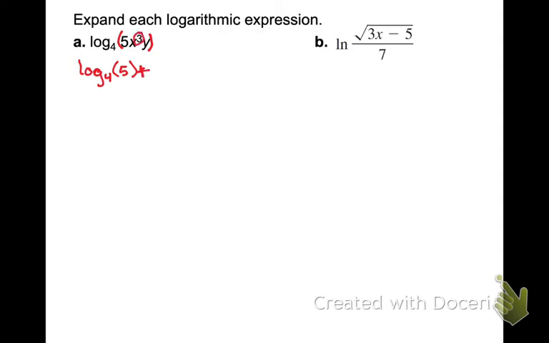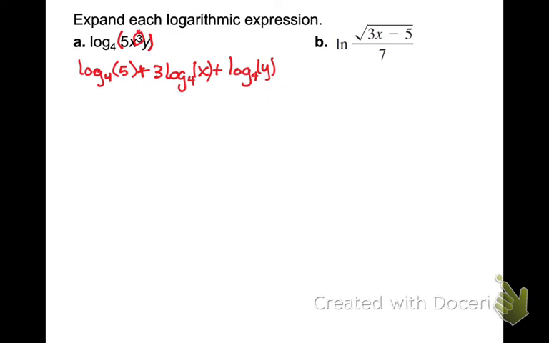Yep, but the 3 will go out front, right? Yeah. So it's going to be 3 log base 4 of x plus log base 4 of y. And we have no exponents because we expanded and moved this at the same time, right?